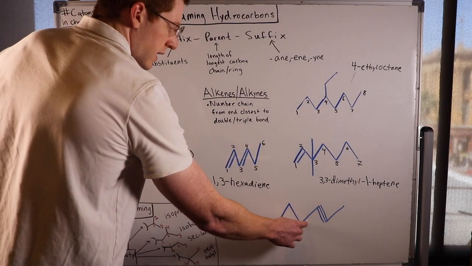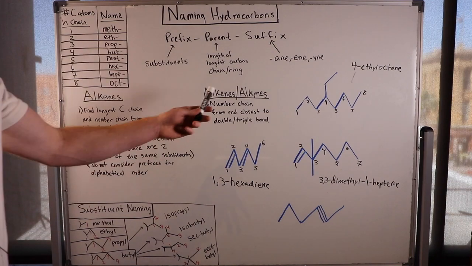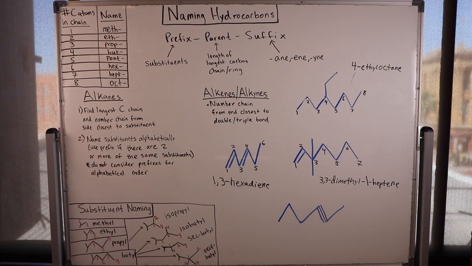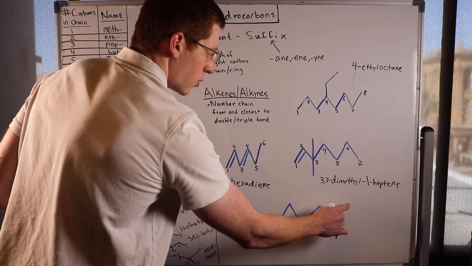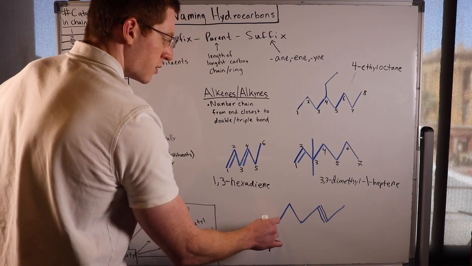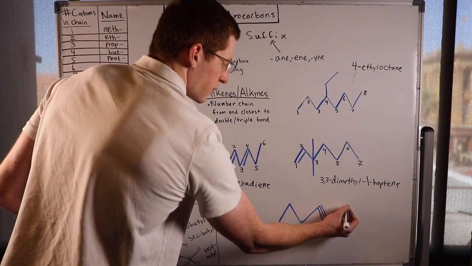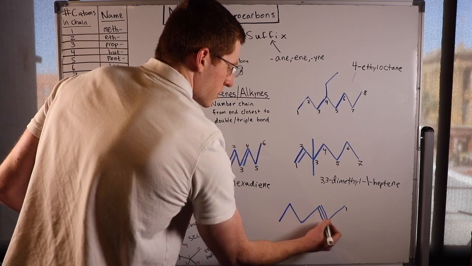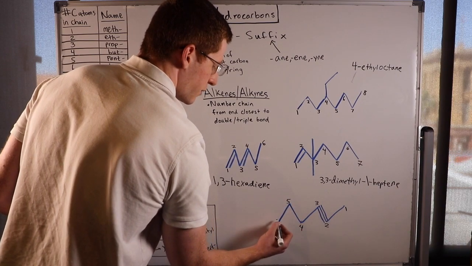Okay, moving on to this last structure here. So we see it has at least one triple bond, so that means it's an alkyne. And we want to start numbering the chain from the end closest to the double or triple bond, which is going to be this end here, right? Because if we go 1, 2, it'll be on carbon 2, versus if we went on this end, 1, 2, 3, 4. So we'll start numbering from this end. 1, 2, 3, 4, 5, 6.